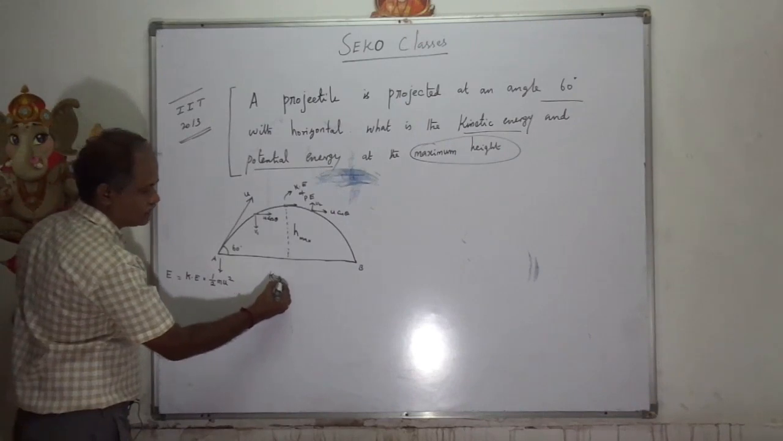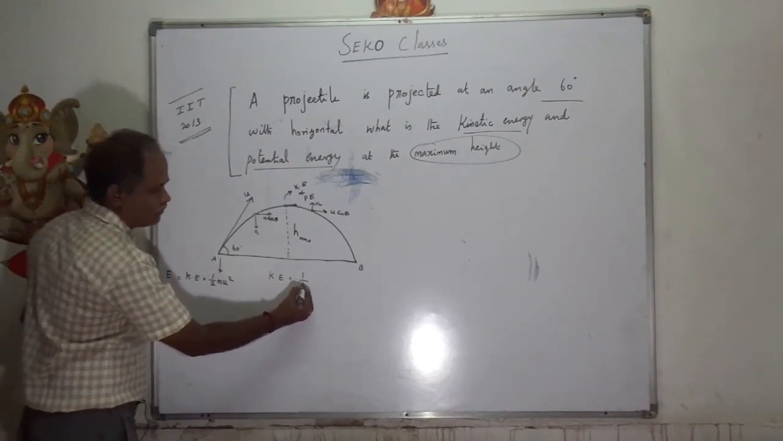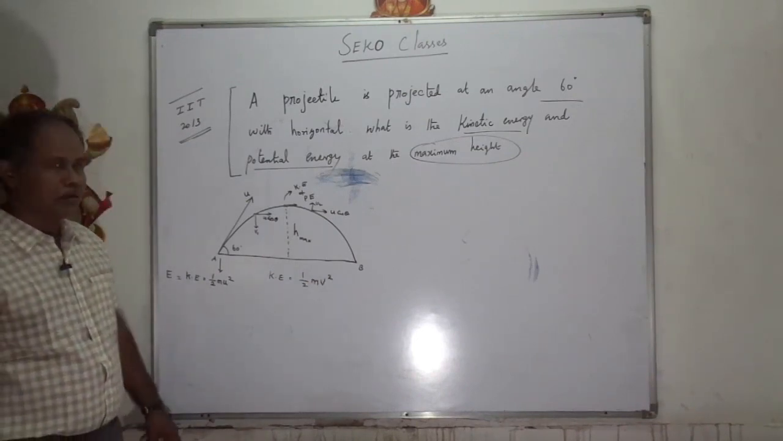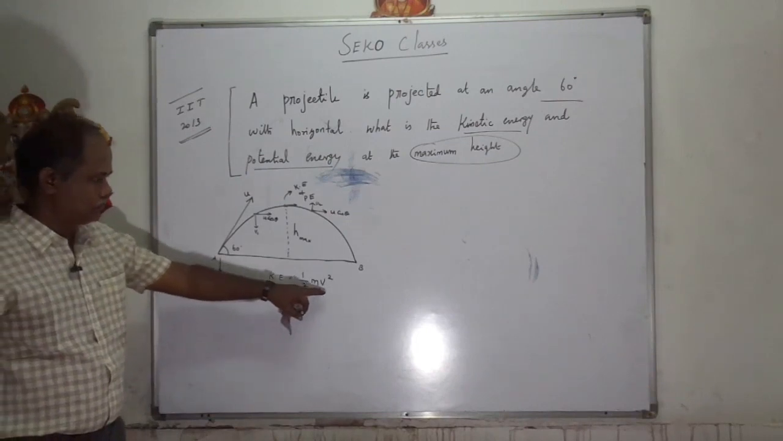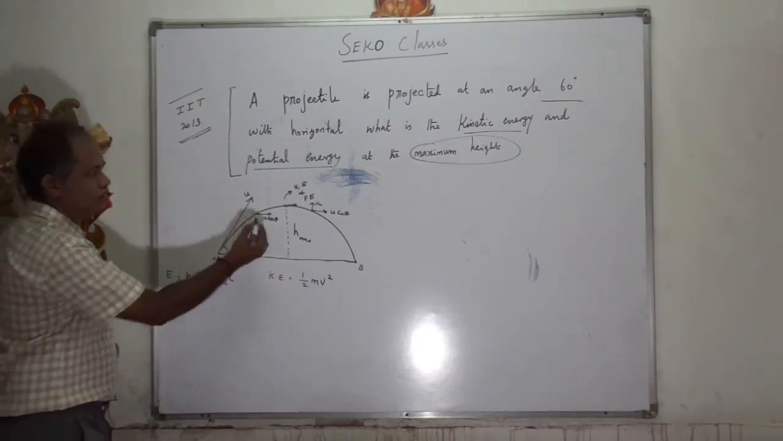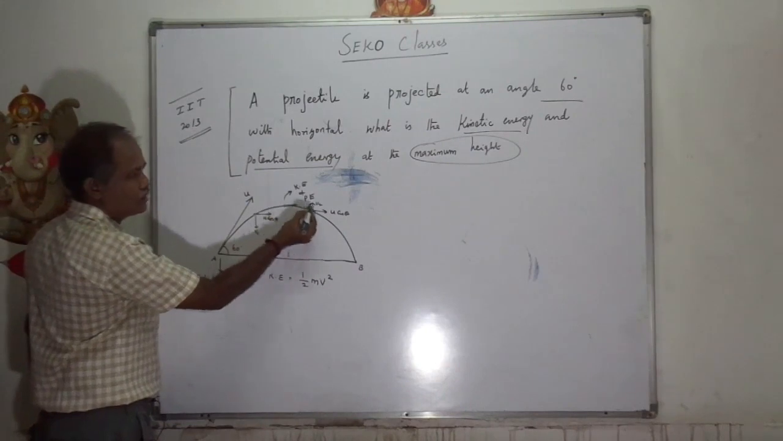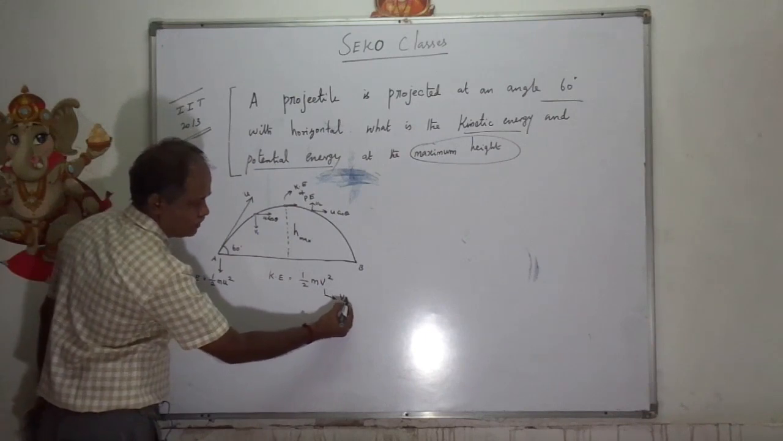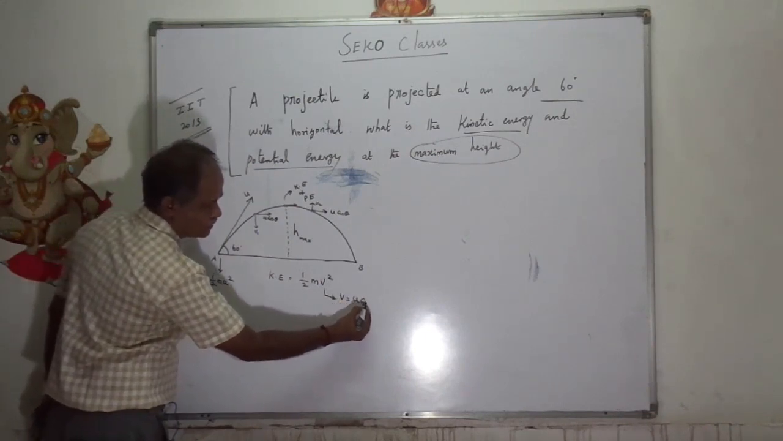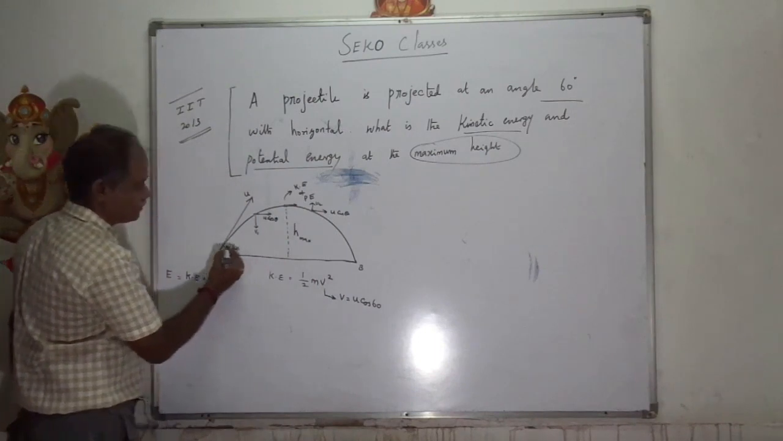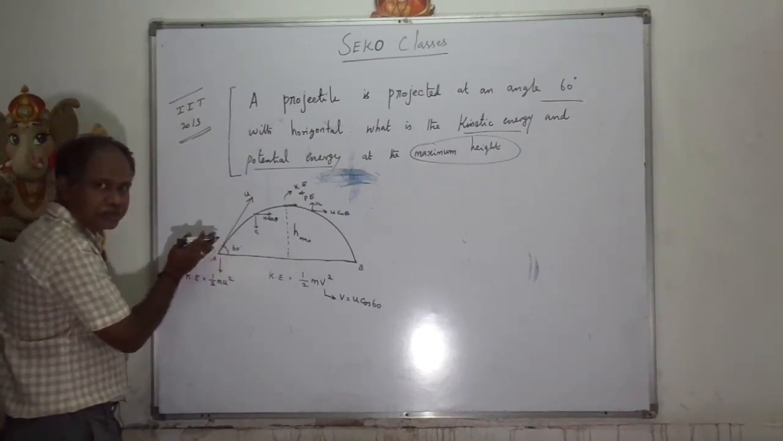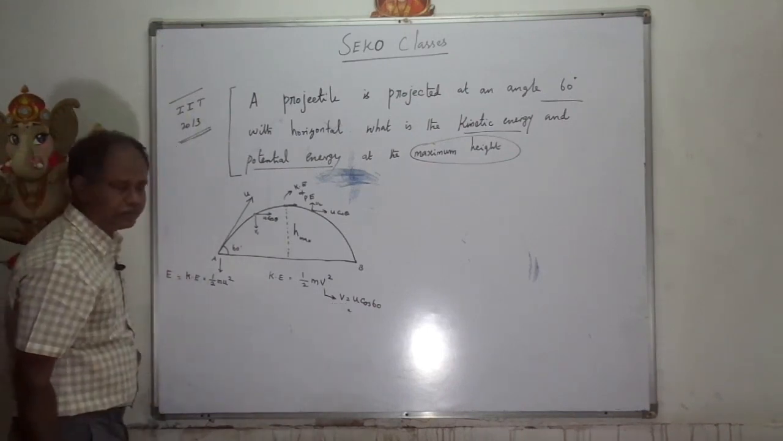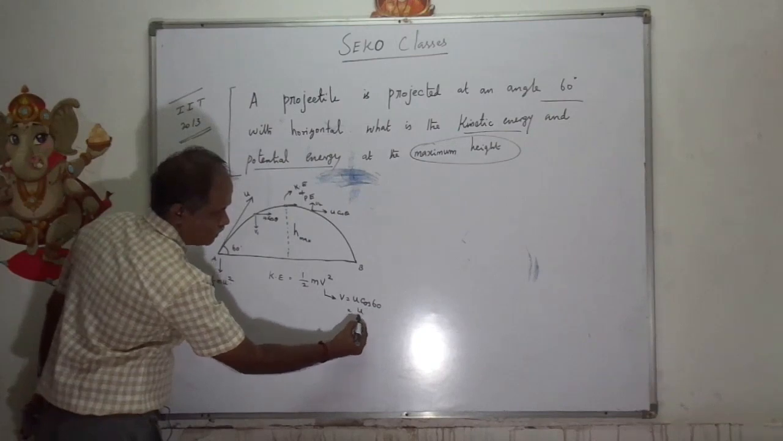The kinetic energy is half m v square. What is the value of v here? That is only the horizontal component alone, u cos theta. Instead of v, you can write u cos 60, since the angle at which it is projected is 60 degrees. What is the value of cos 60? That is 1 by 2, so it is u by 2.